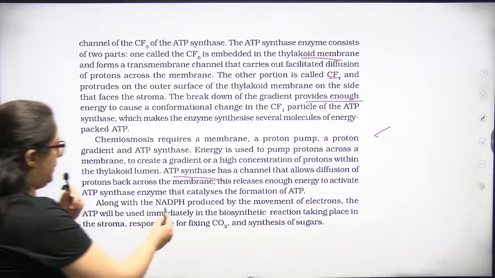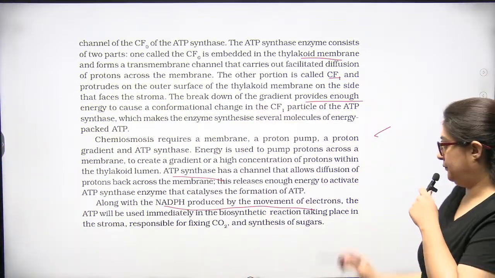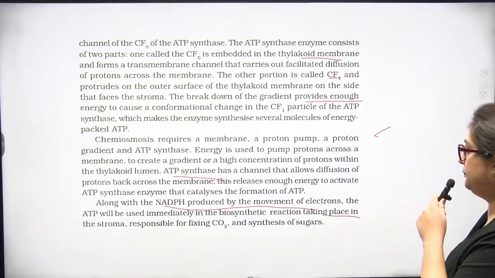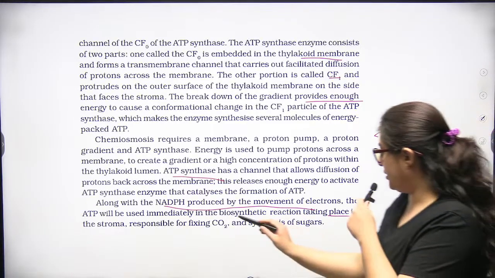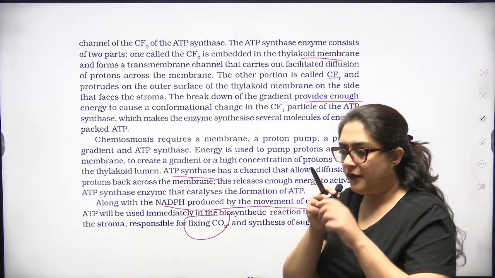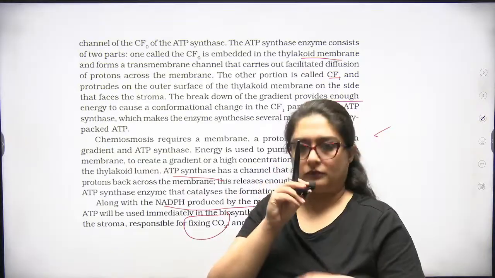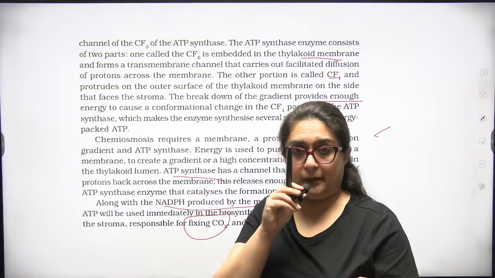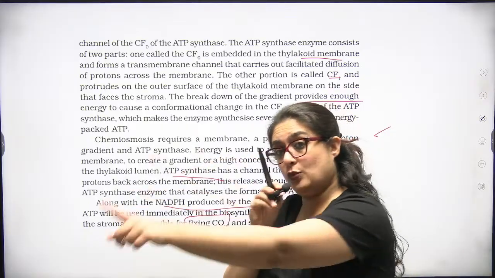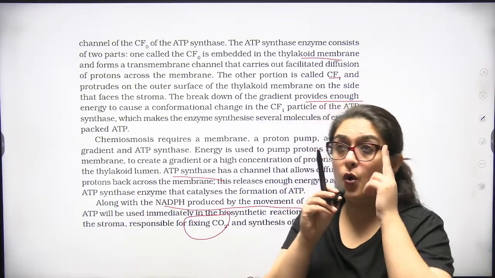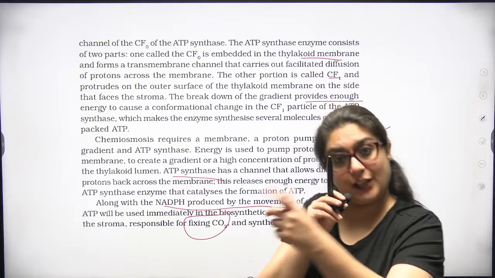Along with the NADPH produced by the movement of electrons taking place, the stroma is responsible for fixing CO2. Now, fixation of CO2 should occur, and water splitting should occur. So if CO2 is fixed, then only sugar will be produced. And if water is splitting, then oxygen is produced.